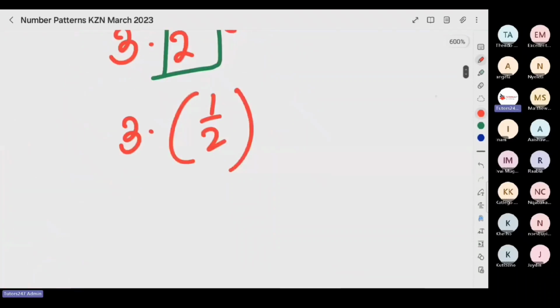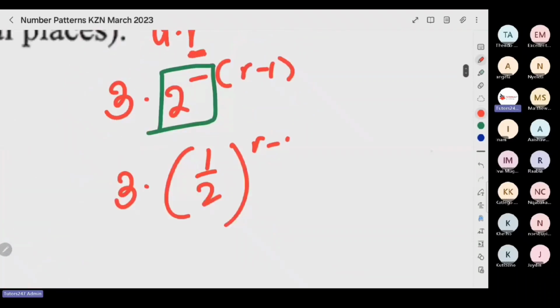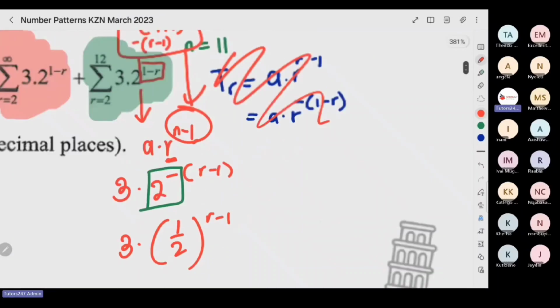That is a half to the power r minus 1, okay? So we've taken that 2 to a half, and it's in the proper form, the variable minus 1. So we now know that r is a half. So if you don't want to expand, you can just extract.